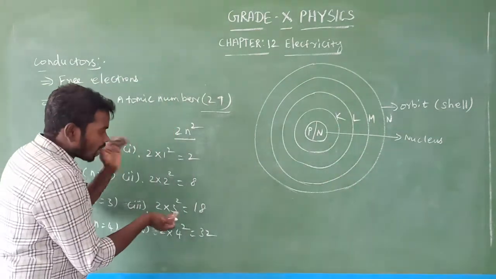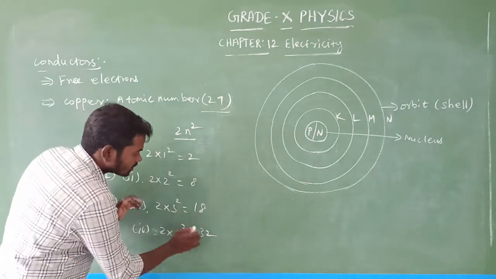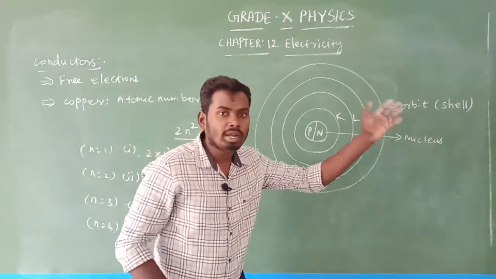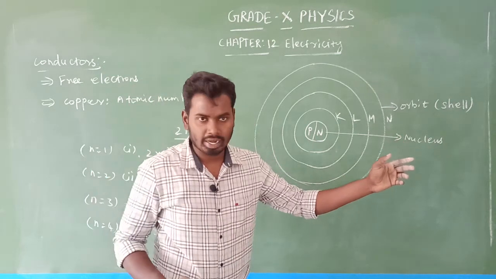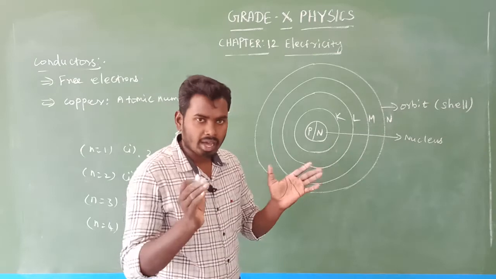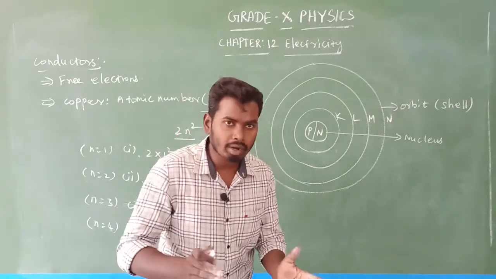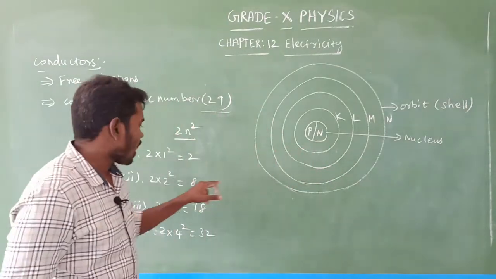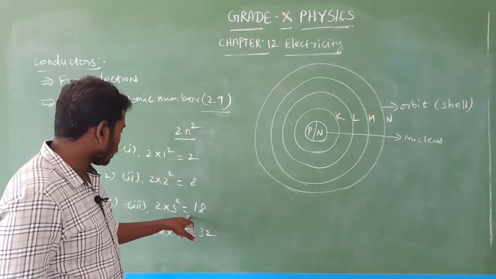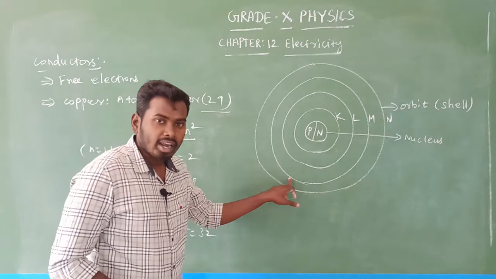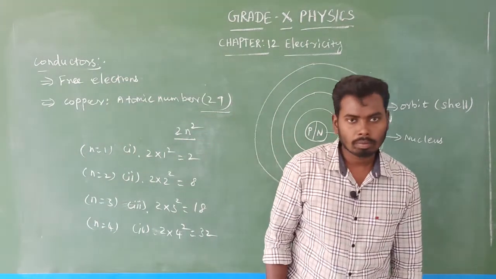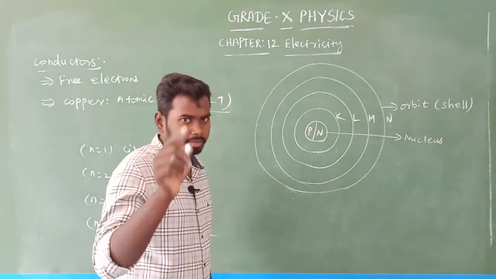According to this electronic configuration, these electrons are to be filled in each and every orbit. In the first orbit, how many electrons should be available? Just 2 electrons. In the second cell, 8 electrons. Next one, the third, 18 electrons. Then the fourth one, 32 electrons. Is it clear? Yes, keep this concept in your mind.